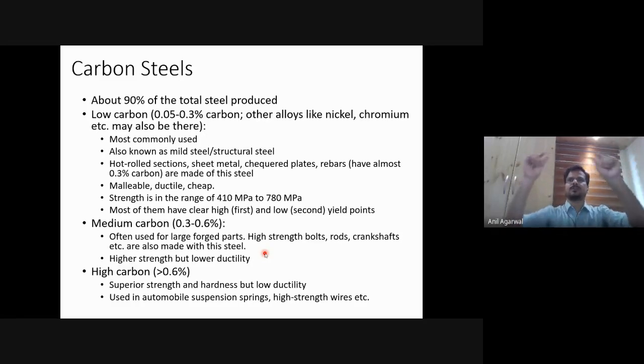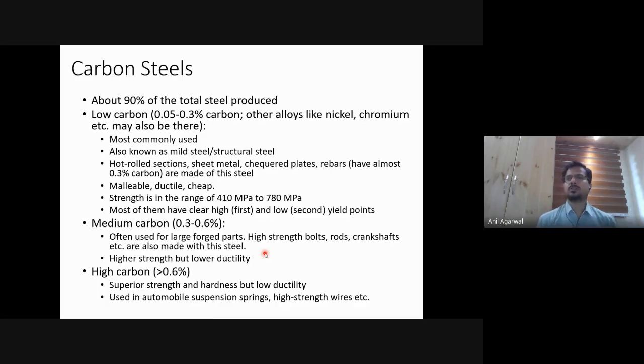A crankshaft is usually not a straight shaft. It has some kind of bent shapes, and that's where the piston is attached. When the piston pushes and pulls, that leads to the rotation of the shaft. So it is subjected to high amounts of torsional forces. Typically they have high strength, but they have low ductility.